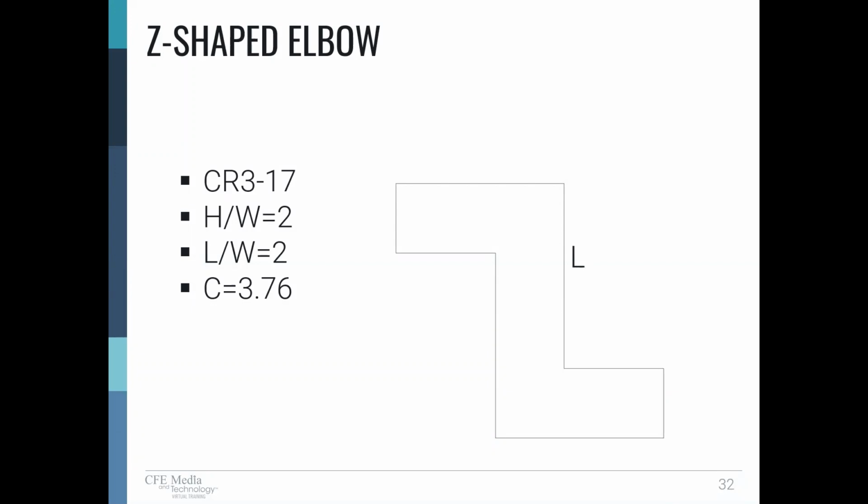But the C on this is 3.76. This is 34 times the losses of the square elbow with single thickness turning vanes. So what you have to keep in mind is you don't want to do this very often, because it really, really, really increases your static pressure within your duct system.